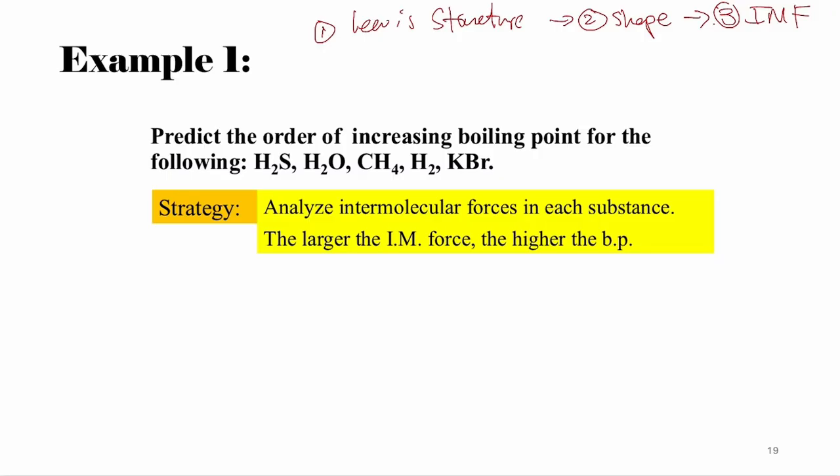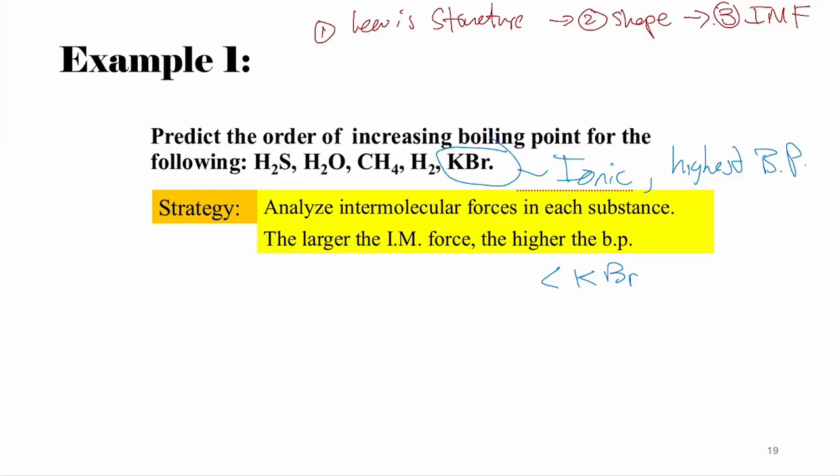So even before we look at Lewis structures, we know potassium bromide is different. It wouldn't even make sense to draw a Lewis structure for it, because it transfers electrons. This is ionic, which means it has the highest boiling point, no matter what. So we know KBr is going to have the largest boiling point, which gives us one end of the spectrum already. That's one way we simplify the problem right away: easy points immediately. We just identify that this compound is ionic, and ionic compounds always have the largest intermolecular forces.